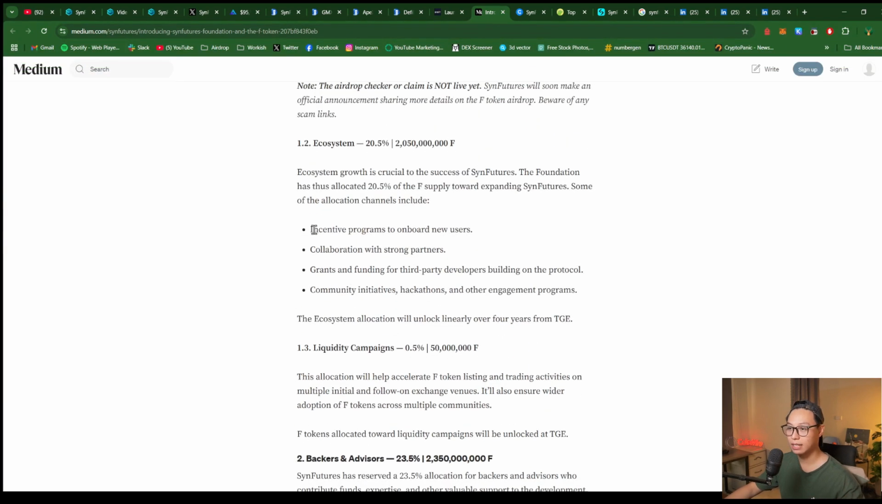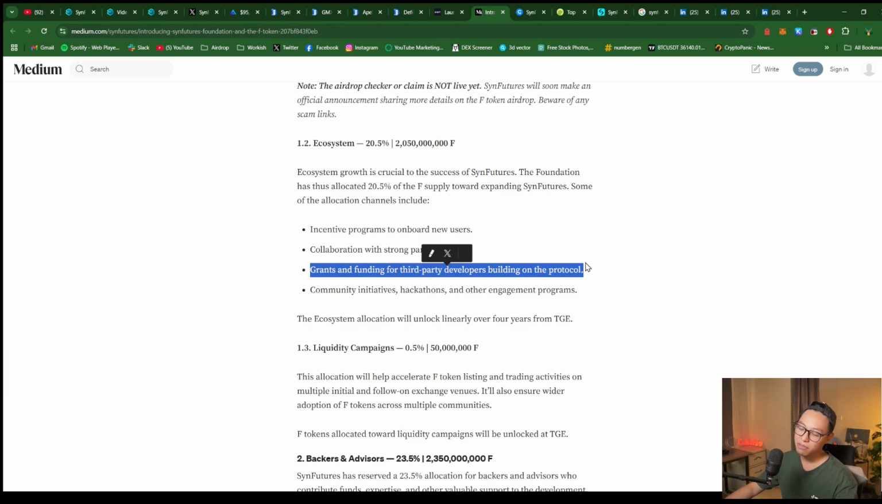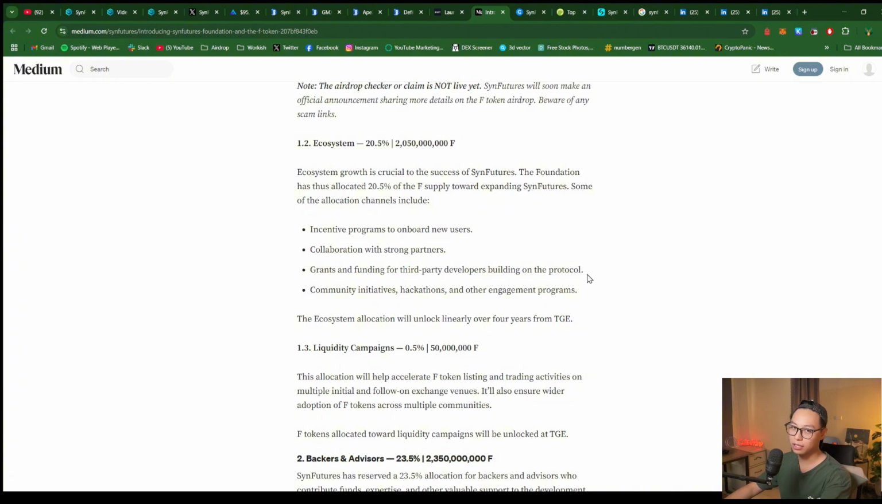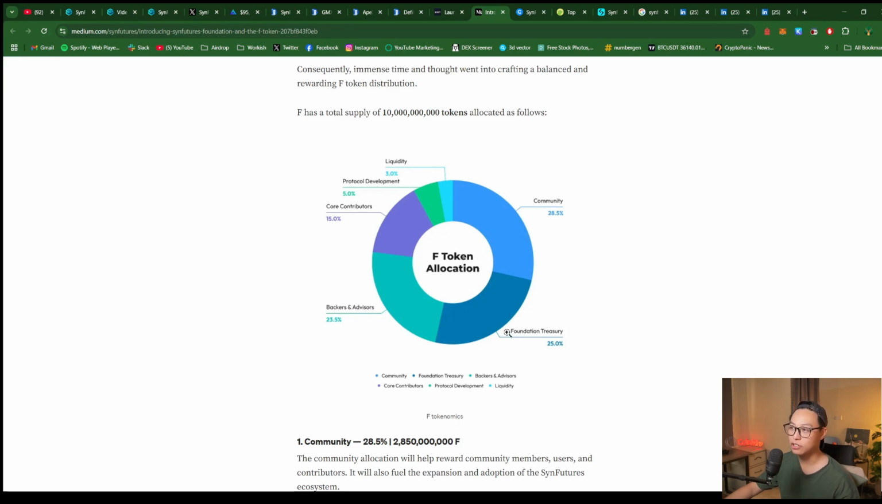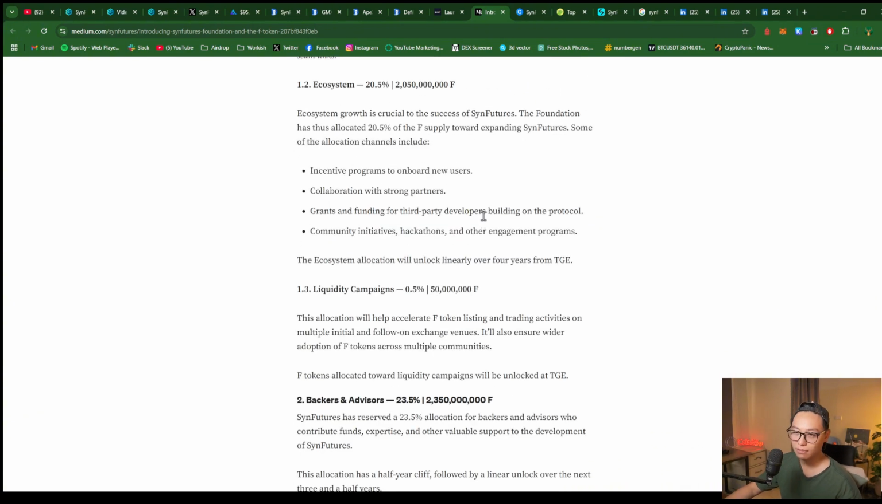Okay, but check this out. Part of it would be used for incentive programs to onboard new users. So for the campaigns, which is for the community. All right, I agree. Collaboration with strong partners. Now, is that for the community? Maybe they do some sort of giveaway. I don't know. Grants and funding for third-party developers building on the protocol. Now, I thought for the community here means for the users, not for the developers. If you want to allocate funds for the developers, you have the foundation treasury for that, right? And you have the protocol development. Why don't you just put more in the protocol development? It makes sense. I don't know. And then the community incentives, hackathons, and other engagement programs, which is good.